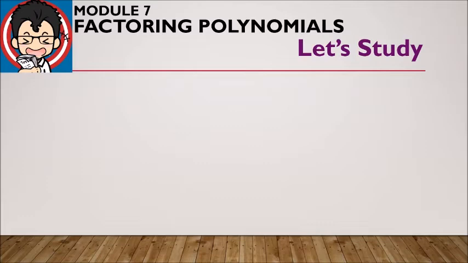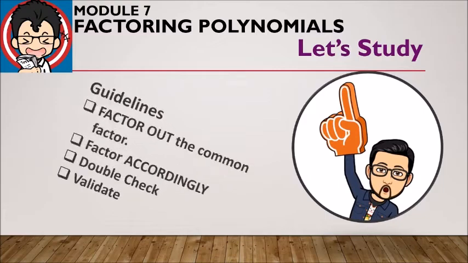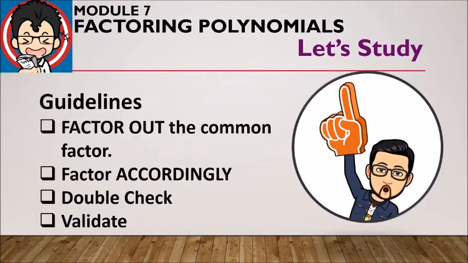Ayan. Now guys, in factoring polynomials, let us be guided by the following. Okay? First, factor out the common factor. Next, factor accordingly. After that, of course, it is important for you to double check the result. Then, we must validate para sure tayo na tama yung sagot natin. Now, let's try to apply the following guidelines in factoring polynomials. Okay? Let us now proceed with the next examples.